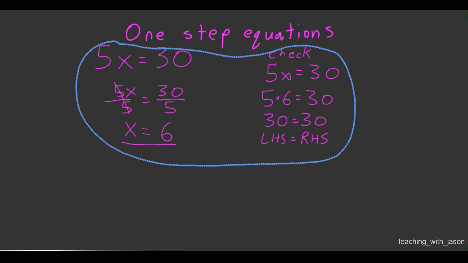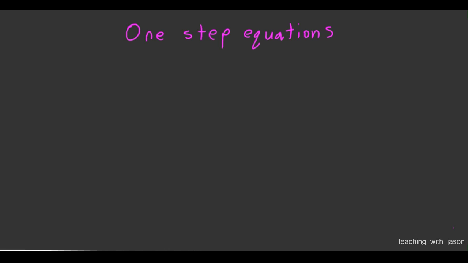And the last question would be our division style. So we end up with, let's go, 7 is equal to x divided by 3. So once again, we look, what's happening to x? Well, it's being divided by 3. The opposite of that is multiplied by 3. So we're going to multiply both sides by 3.